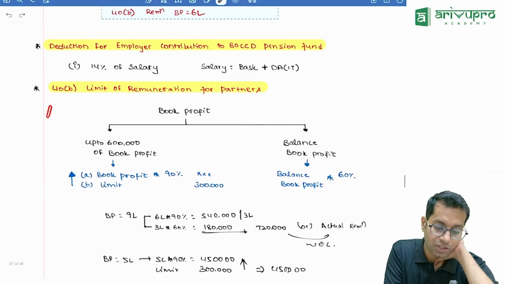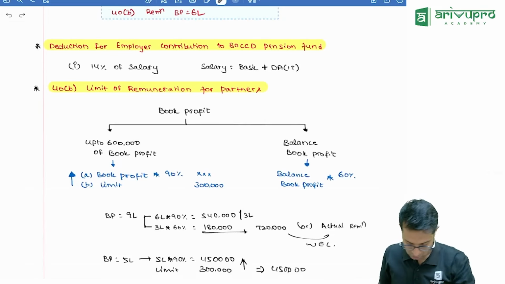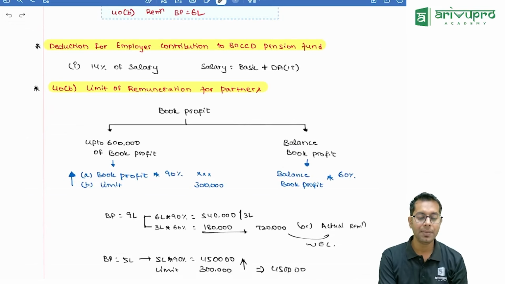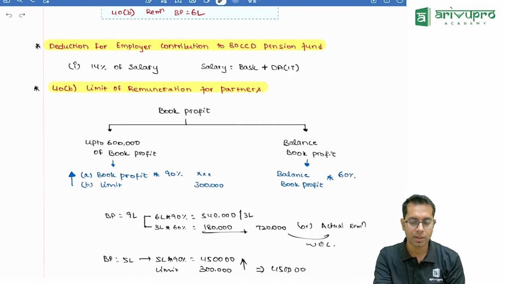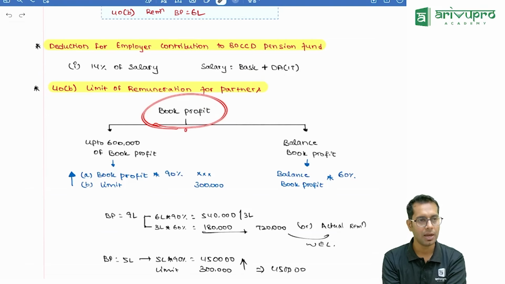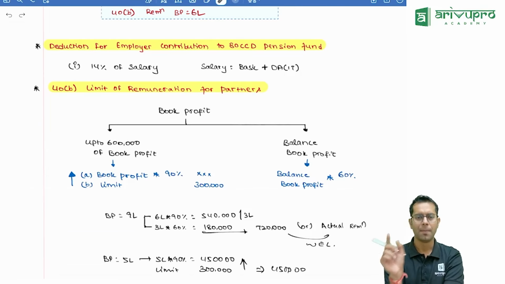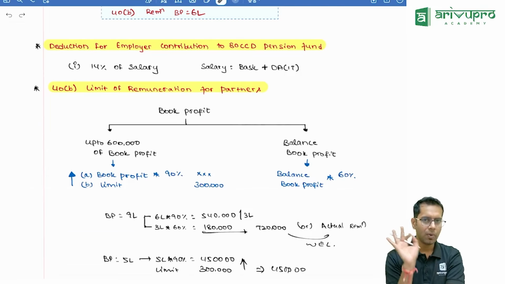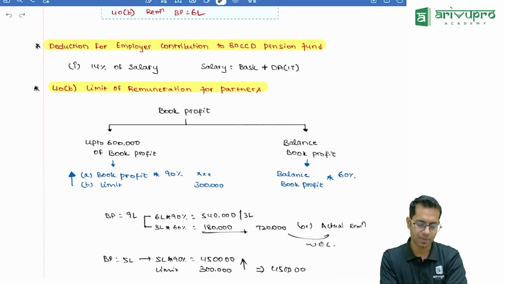And another change, which is an important change. They have not asked a question on this point yet, so it is important. Another important change is the limit for computing remuneration to partners. For computation of remuneration to partners, we take into consideration the book profit. So how do we compute, sir? First, we need to find the book profit. What is book profit? Book profit is the profit of the firm computed normally before remuneration.